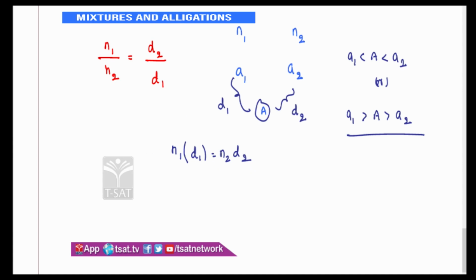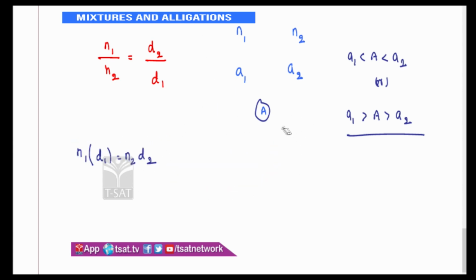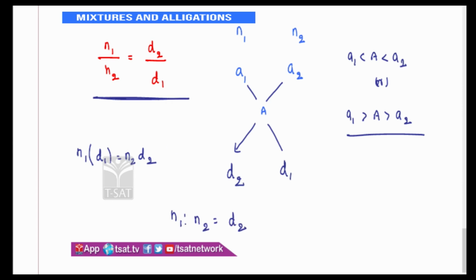Suppose I wish to get N1 is to N2. How do I find out the ratio? The general basic formula of alligation is, you take the difference. Here the difference between A2 and A, we say it is D2. We are taking D2 here, and we are taking this difference D1 here. Now, can we say N1 is to N2 is equal to D2 is to D1? That's what we are getting here.